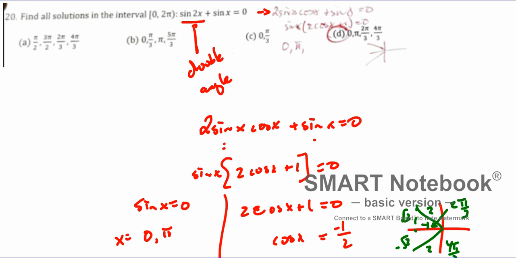And so over here, we're going to look for all those answers. Where is that going to be? 0, pi, 2 pi over 3, and 4 pi over 3 for our answers. Okay, and so that's how we can solve those.